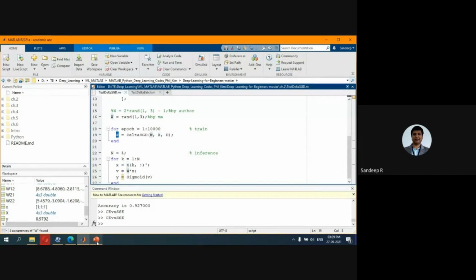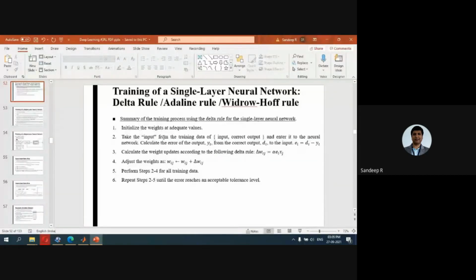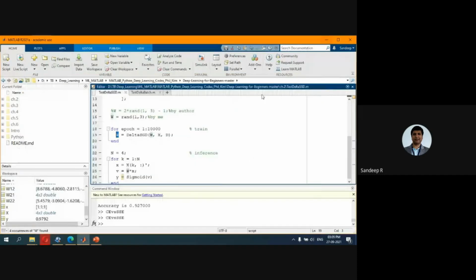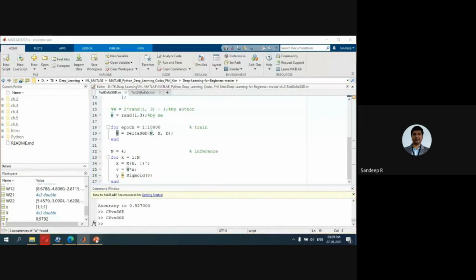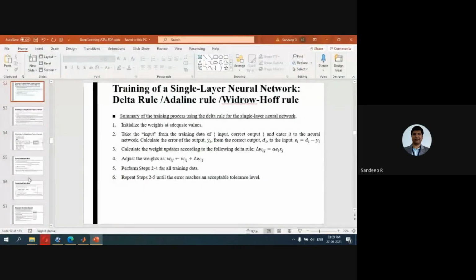So how is the update happening? It takes the input and correct output along with the initialized random weights. Updates happen as per this rule: alpha into delta into xj. Weight updation is happening, and we repeat this for all training data. Instead of training until a specific level is reached, we have restricted ourselves to the number of times we train on the data.